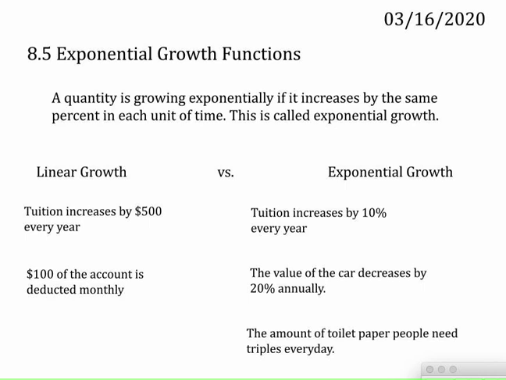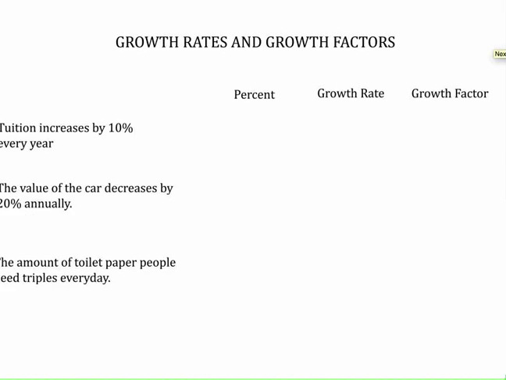Exponential growth is where it actually relies on what the original amount or cost is. So tuition increases by 10% every year, so it's multiplied by the same number every year. A car decreased by 20% annually. The amount of toilet paper people need triples every day. So it also works for a double, triple, half, things like that, where you're not adding a certain number, you're instead multiplying by something to get a new number.